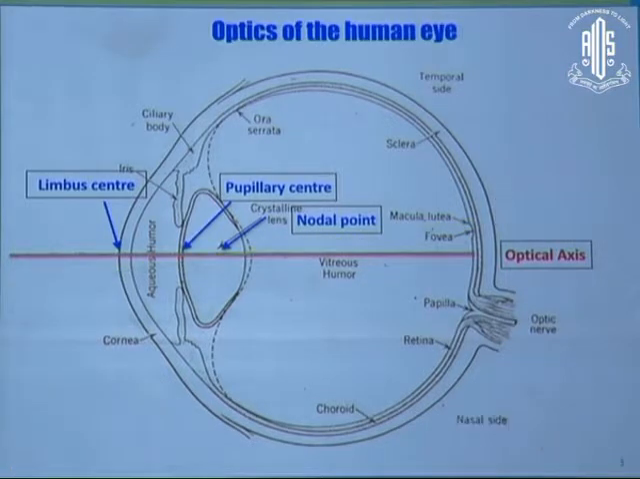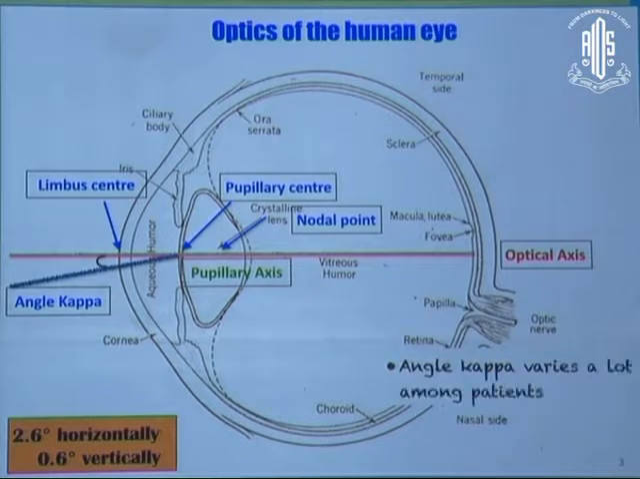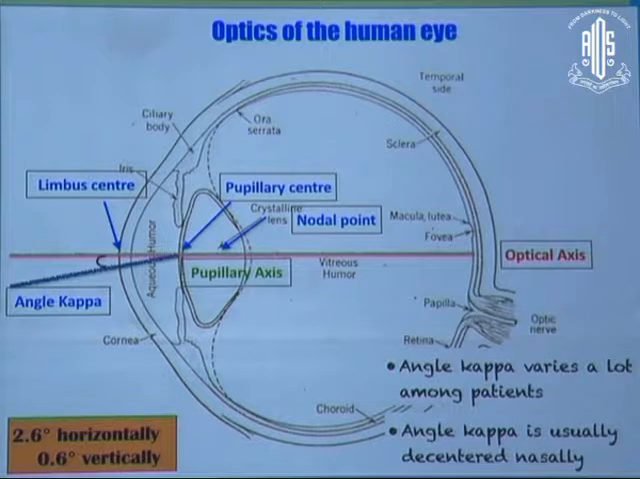surgery. There is another angle, angle kappa, which is between the pupillary axis and optical axis. Till angle alpha's importance was realized, angle kappa was used to make our clinical decisions. However, the problem was that angle kappa varies a lot among patients and it is usually decentered nasally. Normal values for angle kappa are 2.6 degrees horizontally and 0.6 degrees vertically.